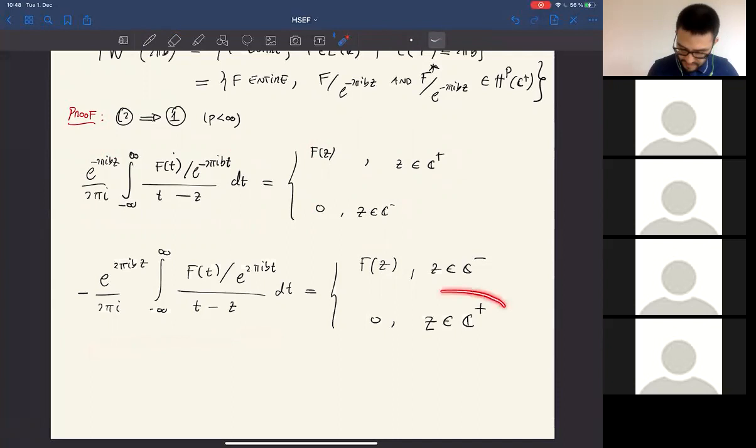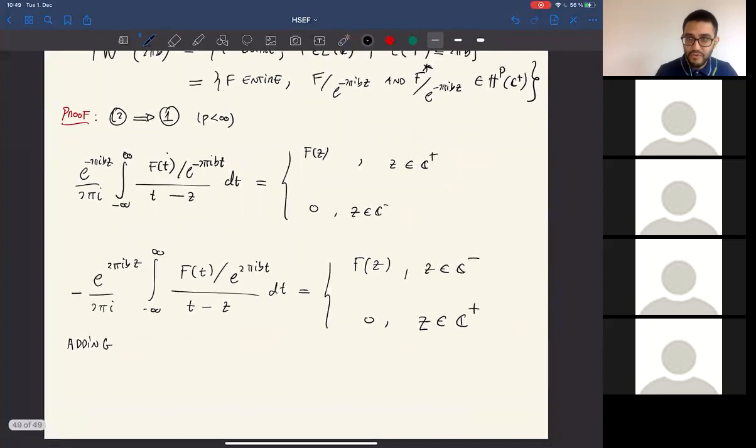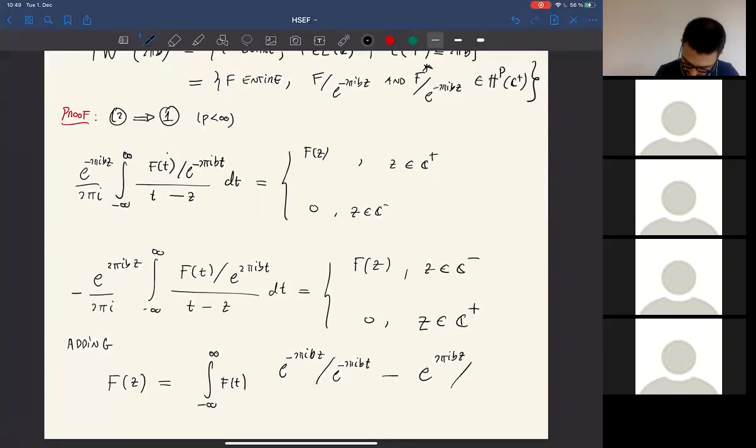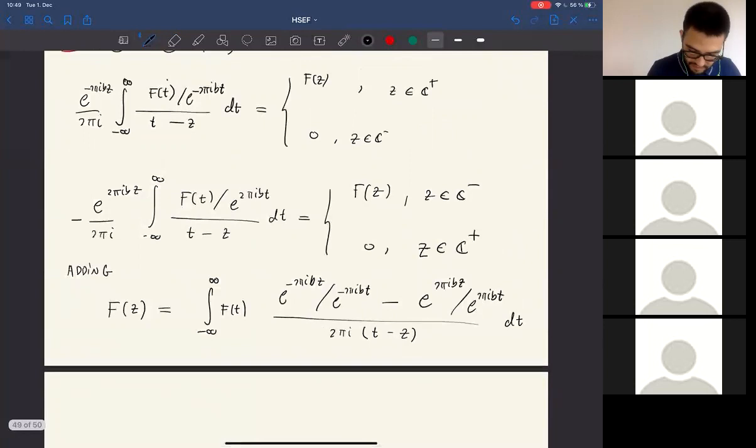So if I add these two formulas, and you will see that we will do a similar procedure when we define the de Branges space later. If I just add the formulas, I get a formula for f for a point which is not real. And I can write what the formula is. Just put everything together, you will get f(t), integral from minus infinity to infinity, and in here we get minus 2 pi i b z divided by minus 2 pi i b t minus e to 2 pi i b z divided by 2 pi i b t, divided by 2 pi i (t minus z) dt. So I just add the formulas and put everything inside the integral so it looks nice.